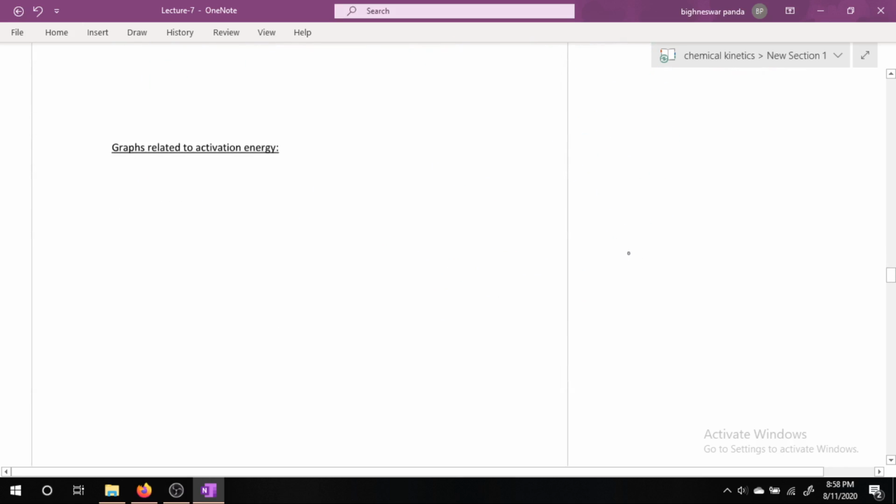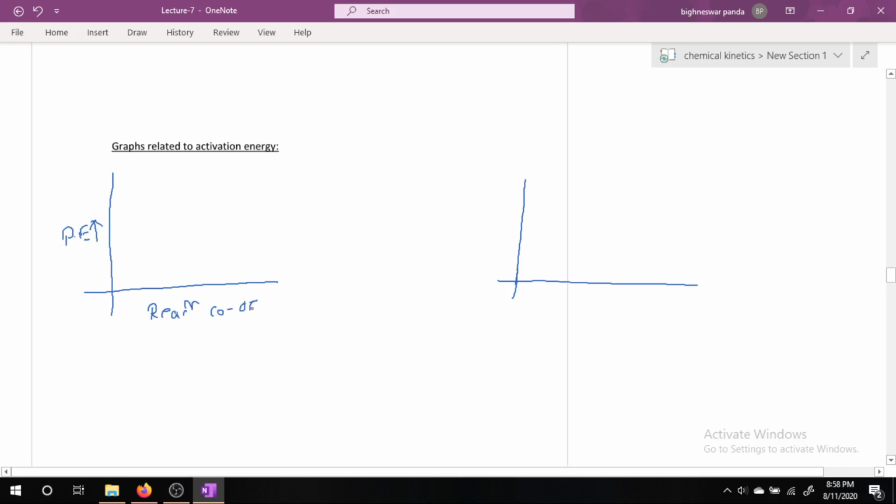If we come to graphs related to activation energy, this is potential energy and this is reaction coordinate. Reaction coordinate means progress of reaction. We are studying the progress of reaction by using potential energy. Similarly, reaction coordinate is also called progress of reaction.